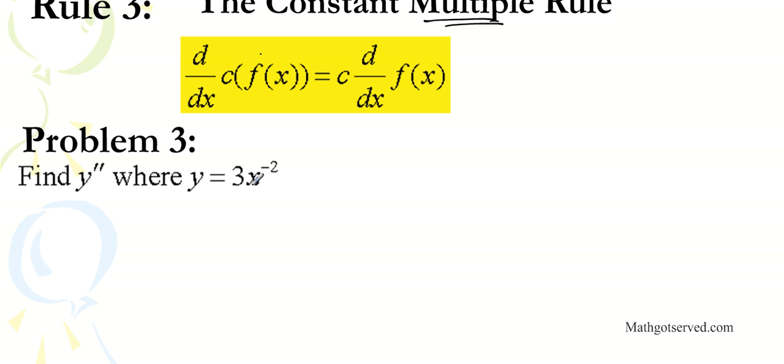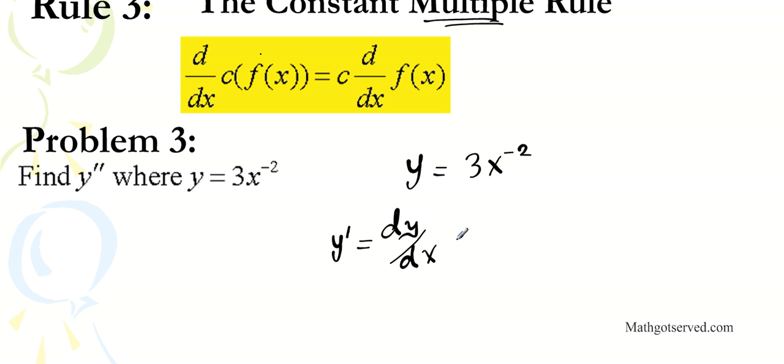So we have y is equal to 3x to the negative 2. So let's do dy dx, the first derivative first. Dy dx is equivalent to y prime. So what this is telling me is that if I want to find d dx of this entire function, 3x to the negative 2, this constant multiple rule tells me that this constant can be factored out of the derivative, and then I can just focus on differentiating the function.